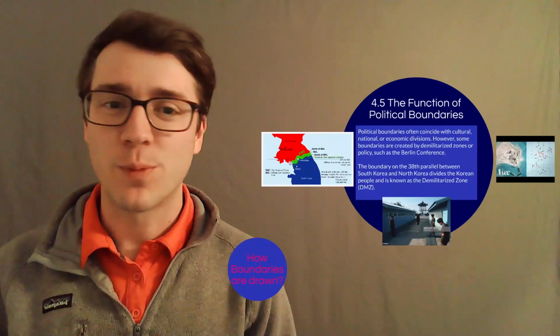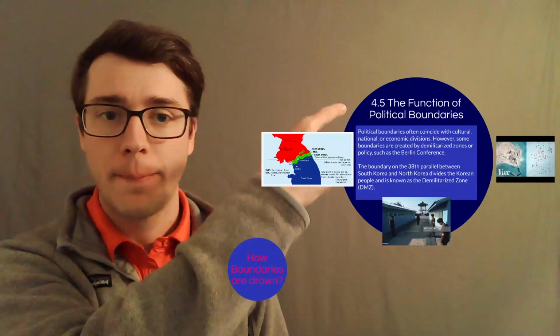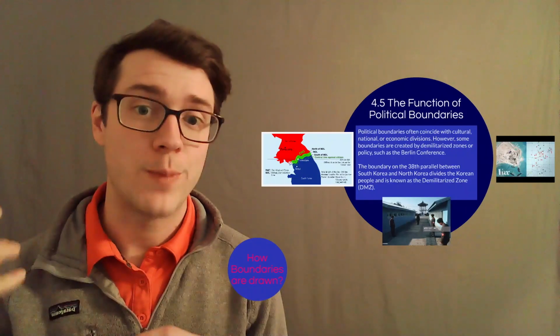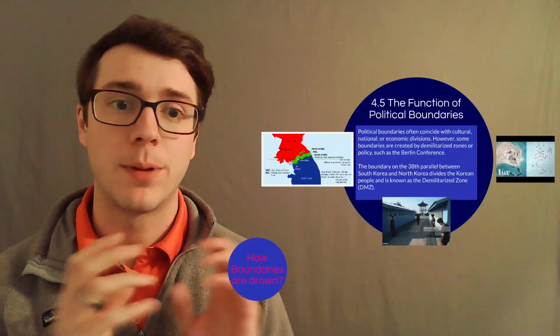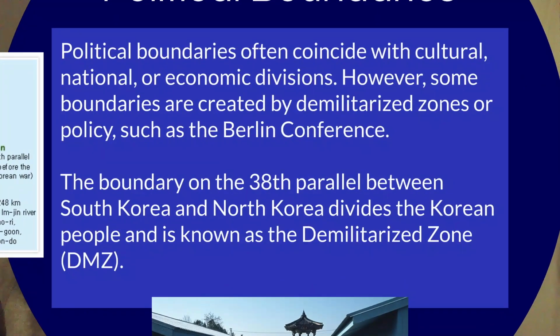As we continue to explore political geography, we're moving into 4.5, the function of political boundaries, where we're going to take those boundaries that we learned about yesterday and apply them to how they work. So political boundaries often coincide with cultural, national, or economic divisions. However, some boundaries are created by demilitarized zones or policy, like the Berlin Conference.